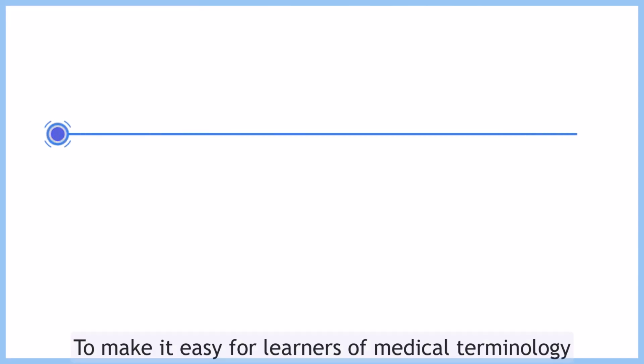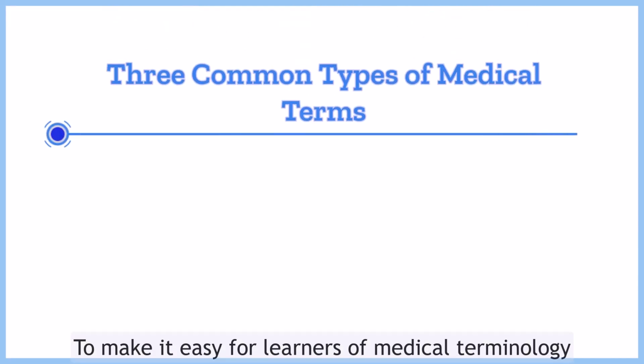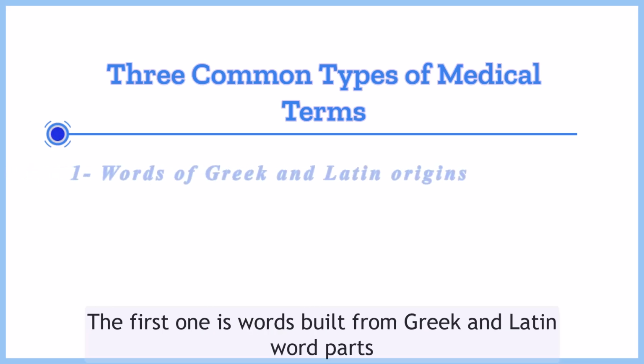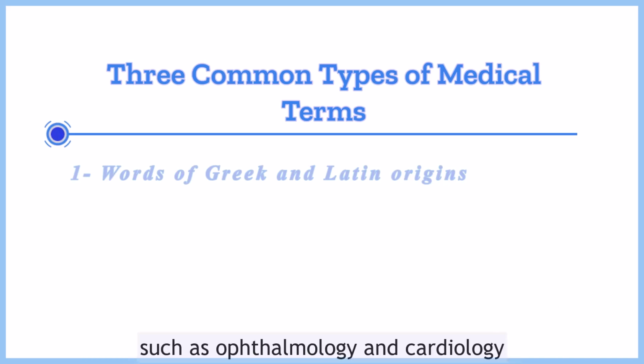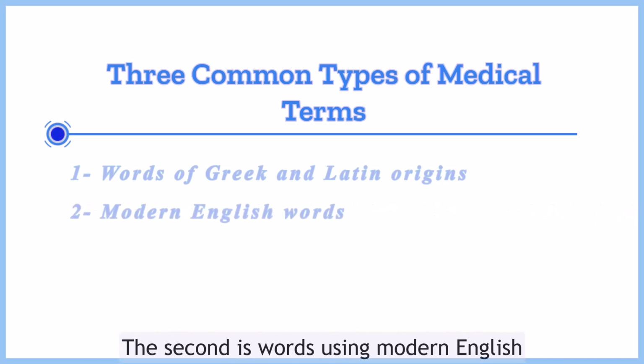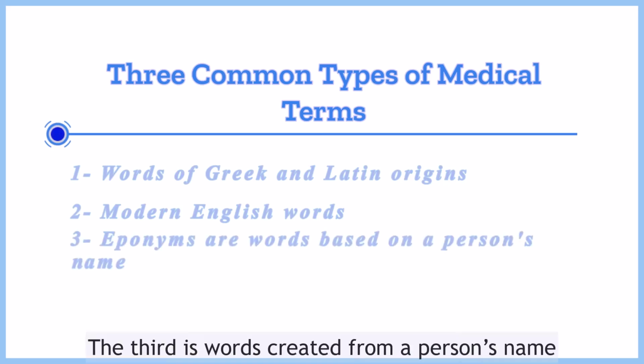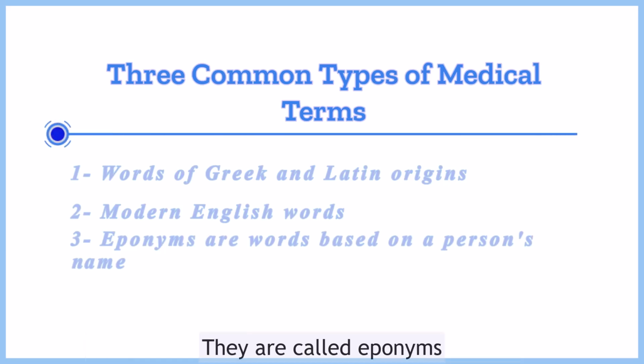To make it easy for learners of medical terminology, three common types of medical terms are raised here. The first one is words built from Greek and Latin word parts, such as ophthalmology and cardiology. The second is words used in modern English like CT scan and pacemaker. The third is words created from a person's name. They are called eponyms, for example, Crohn's disease or Hirschsprung's disease.